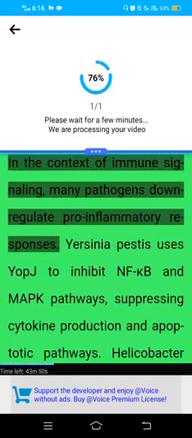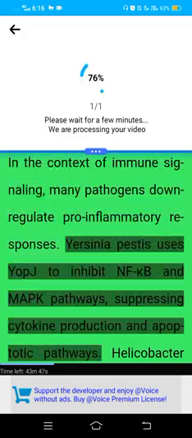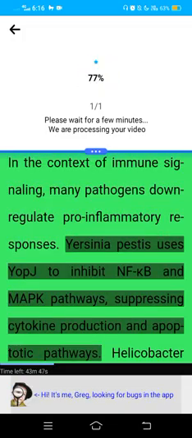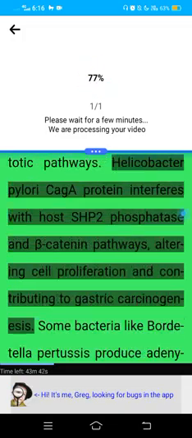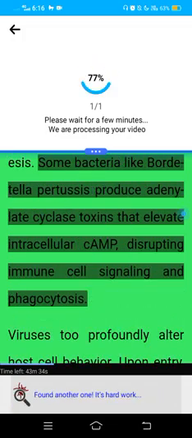In the context of immune signaling, many pathogens downregulate pro-inflammatory responses. Yersinia pestis uses YopJ to inhibit NF-kappa B and MAPK pathways, suppressing cytokine production and apoptotic pathways. Helicobacter pylori CagA protein interferes with host SHP2 phosphatase and beta-catenin pathways, altering cell proliferation and contributing to gastric carcinogenesis. Some bacteria like Bordetella pertussis produce adenylate cyclase toxins that elevate intracellular cAMP, disrupting immune cell signaling and phagocytosis.